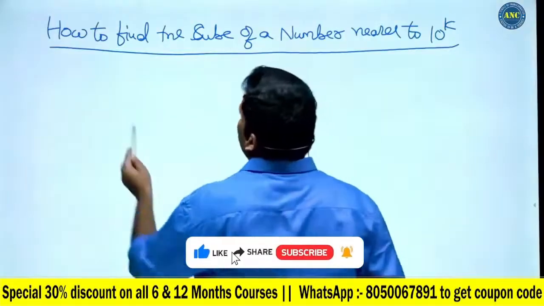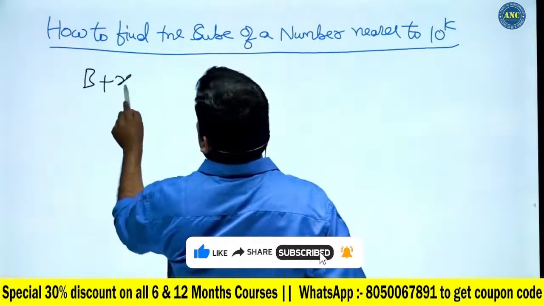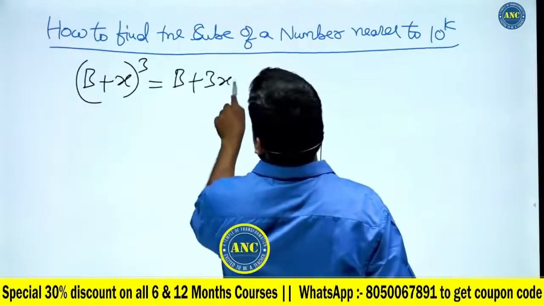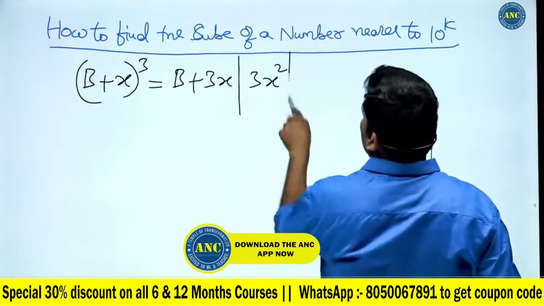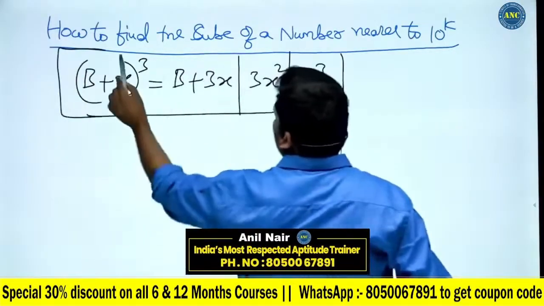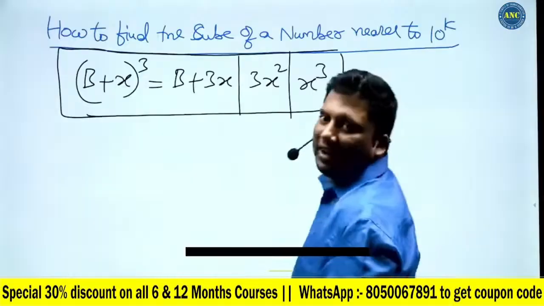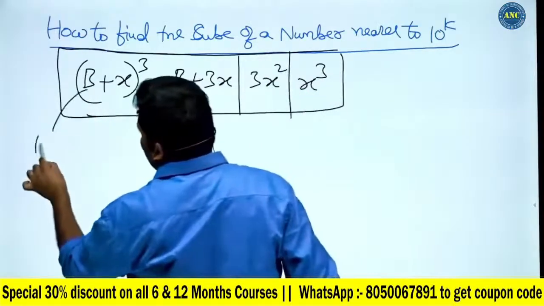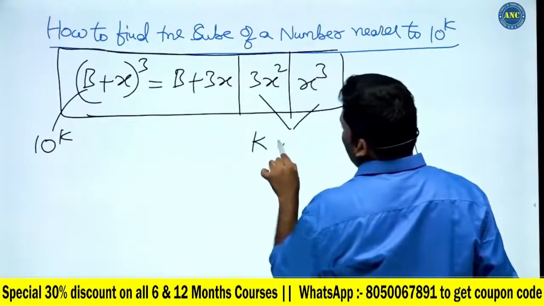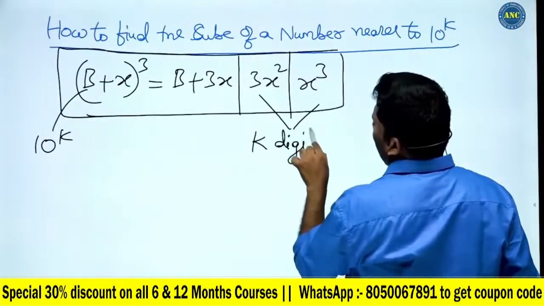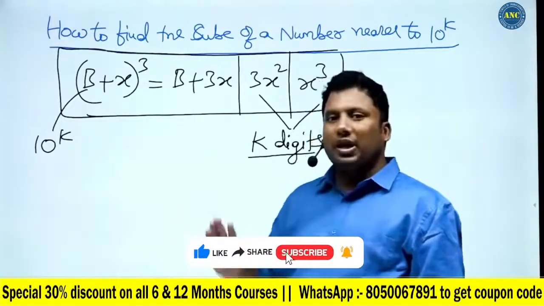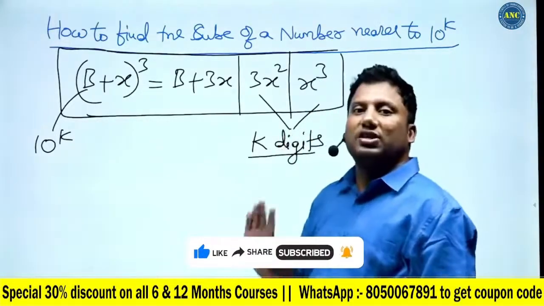Listen carefully. Concept, write down. (b plus x) power 3 is b cube plus 3b square x plus 3bx square plus x cube. It is (a plus b) whole cube. The only difference is b is of the form 10 power k, and the last places should have k digits.